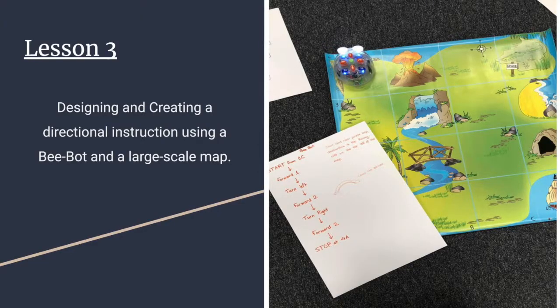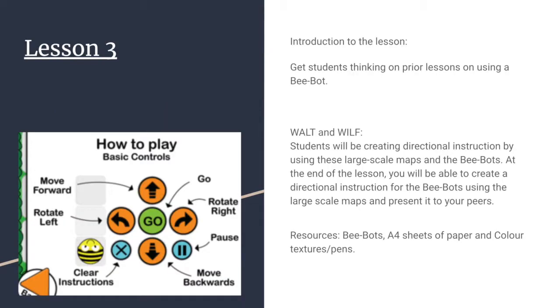Moving on from Lesson 2. Lesson 3 comprises of students creating their own directional instructions using a large-scale map in a BBot. This lesson enhances students' development of foundational skills in computational thinking, as well as awareness of personal experience towards coding. Students begin to learn and present their understanding about directional patterns that exist within sequences of instructions.